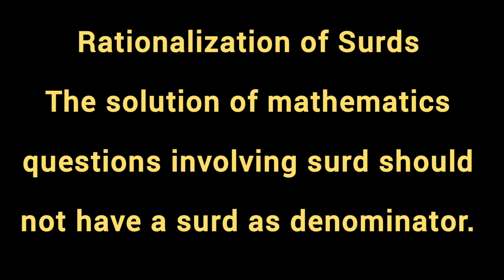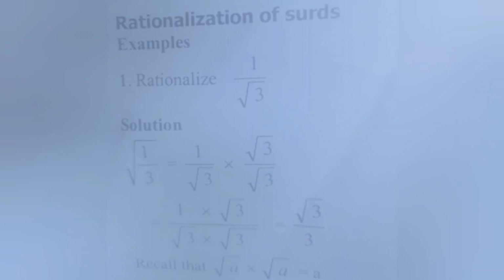Rationalization of surds. The solution of mathematics questions involving surd cannot have a surd as denominator. Example. 1 over square root of 3. Here, we rationalize by multiplying the numerator and denominator by square root of 3, which is equal to root 3 over 3. Recall that root a times root a equals a.